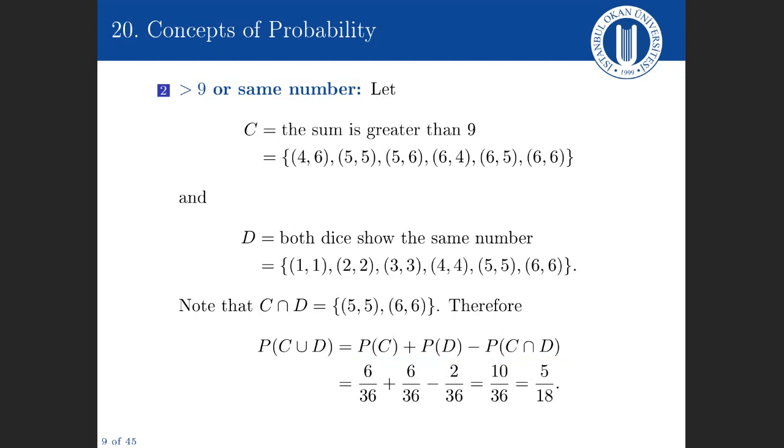What do we have? C has 6 elements, so we have 6 over 36. D also has 6 elements, so plus 6 over 36. C intersection D has 2 elements, so we need to do minus 2 over 36. And you can check that this is the same as 5 over 18.